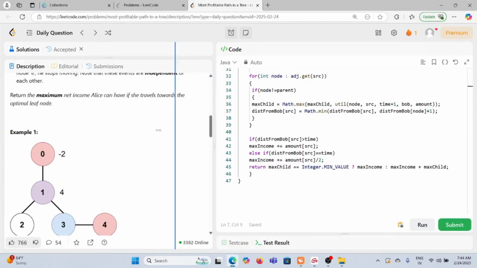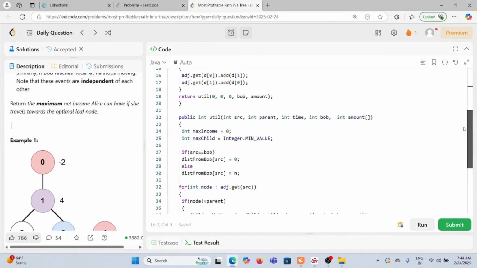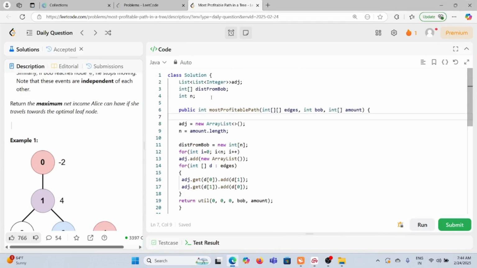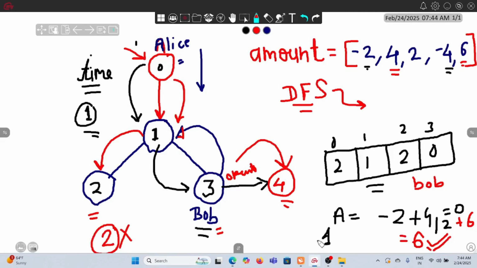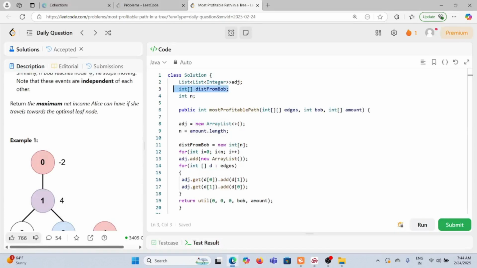Okay, so see here. This is my class Solution, right? First of all, I have created this adjacency list just to make this graph. A tree is also a graph, an undirected graph, right? So this is the adjacency list. This is the array, distance from Bob, that we were just discussing. So that array I have created, and n is just the size.